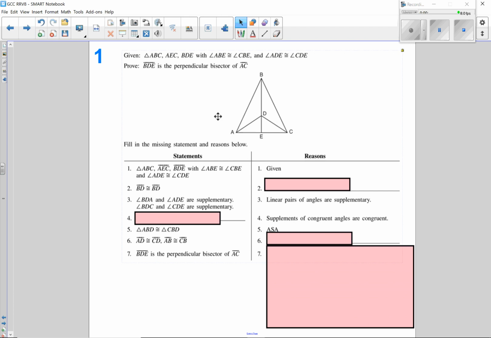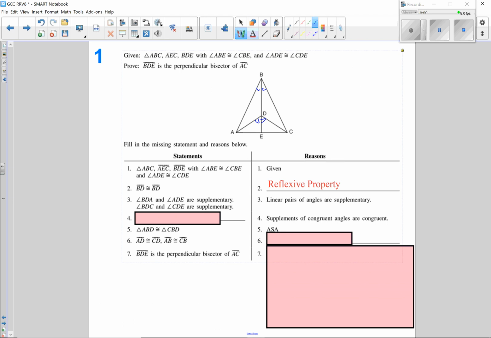We've got that we have triangle ABC with AEC as one line segment, BDE as another line. We've got two congruent angles here with AB. Let's see what this is, ABE and CBE. So these are congruent. We've got angles ADE along here. These are also congruent. And then they tell me that BD is congruent to itself. So that is going to be the reason for reflexive property.